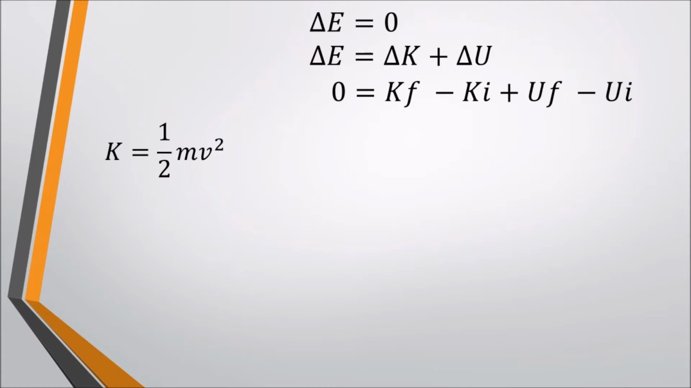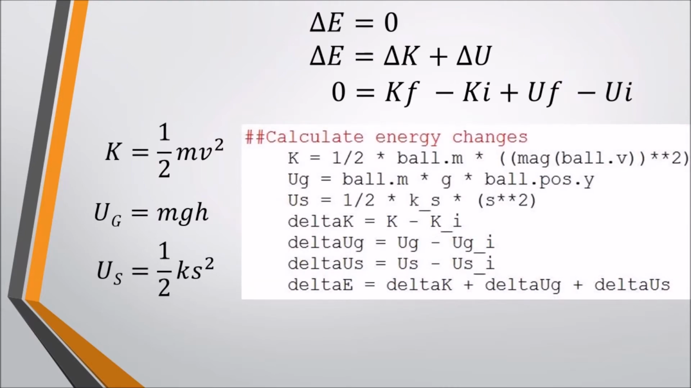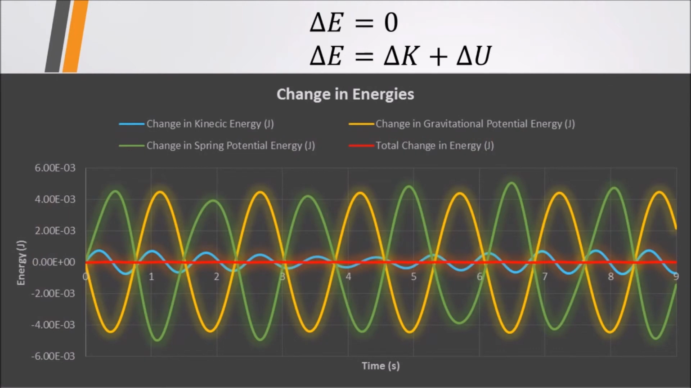The potential energy of the system can also be calculated using the two formulas: gravitational potential energy equals mass times gravity times height, and spring potential energy equals 1/2 times the spring constant times the extension squared. I entered these calculations into the code and ran the simulation again, this time plotting the kinetic energy, gravitational potential energy, spring potential energy, and the total change in energy. As can be seen by this graph, the total energy change is 0 throughout the oscillations of the mass, indicating that the energy principle is satisfied.